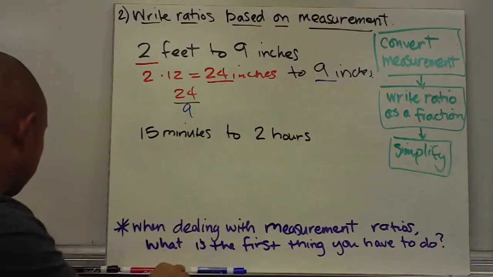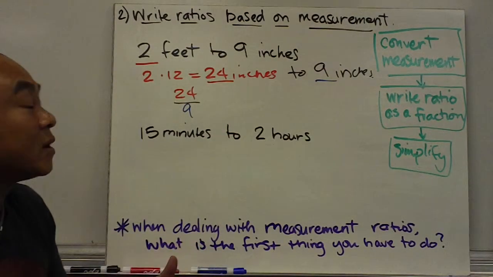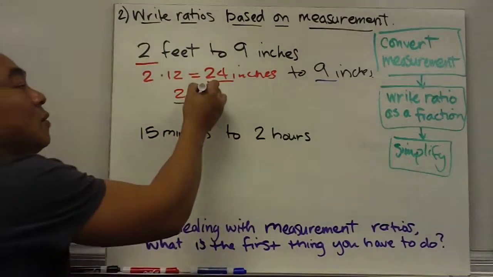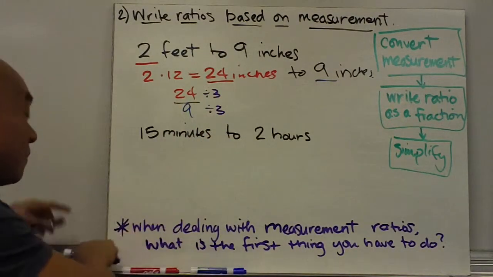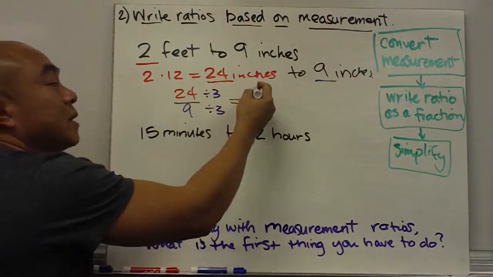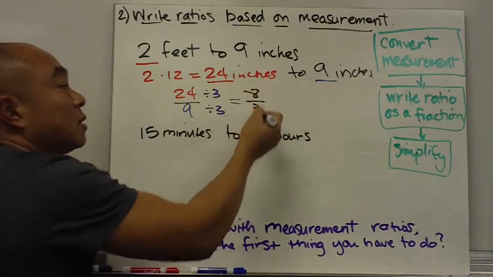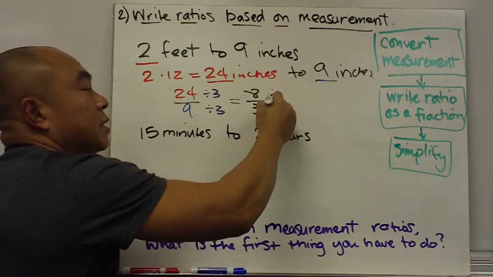And again, we're going to choose the same number that they both have in common. Sometimes you may not have a number that they have in common, and if that's the case, then that's your answer. In this case, I know that they both have 3, because they both can be divided by 3 evenly. 3 is a factor of both of them. So 24 divided by 3 is going to give me 8 over 3. I'm going to leave it at that because now we're talking about 8 inches to 3 inches. Okay?